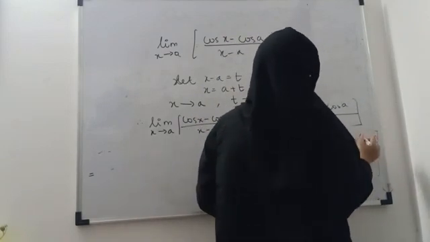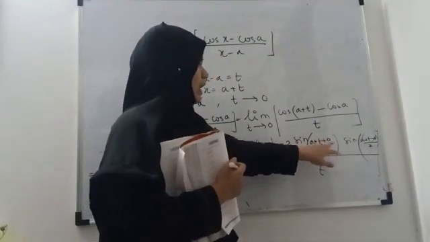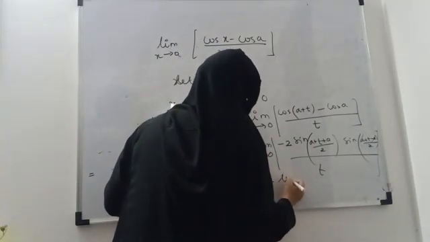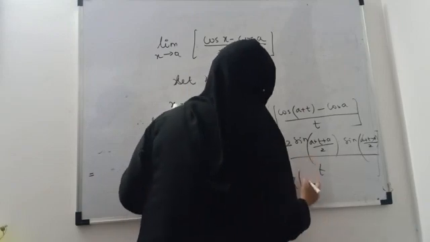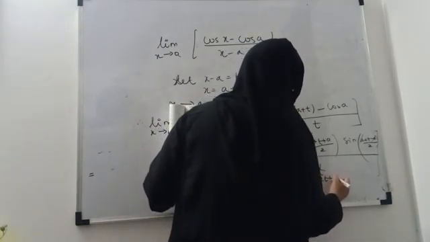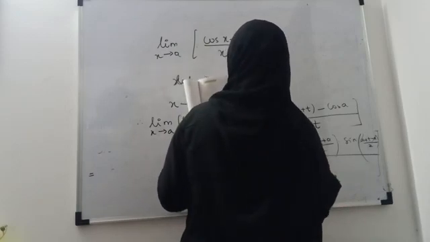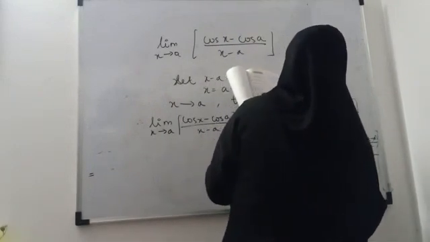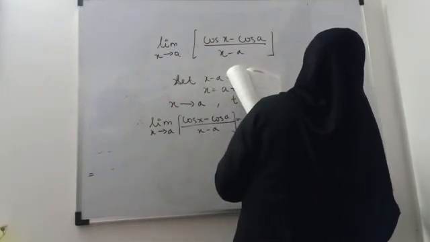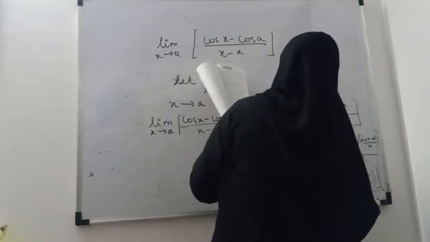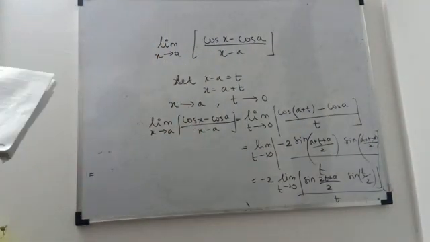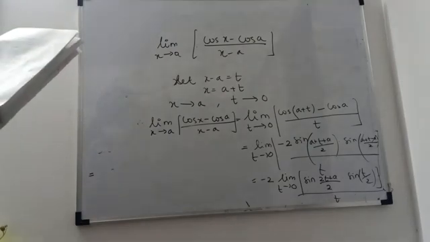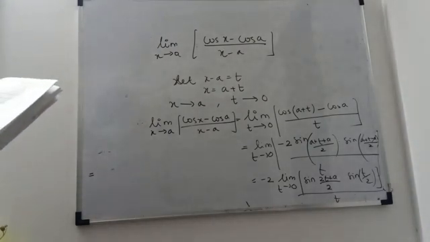Now this a and this a will get cancelled. Now here a plus a, 2a plus t upon 2. So I am taking this minus 2 out. Limit t tends to 0. This is sin of 2a plus t upon 2. Okay. And here it is sin of t upon 2, the whole divided by t. So we have got till now minus 2 times limit sin of 2a plus t upon 2 and sin of t upon 2. Now we will separate t to both of them.